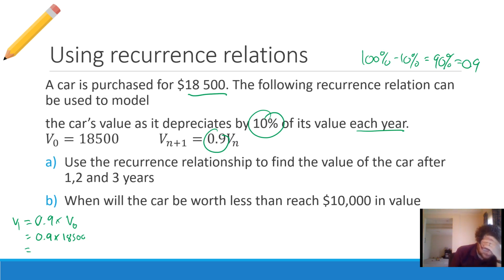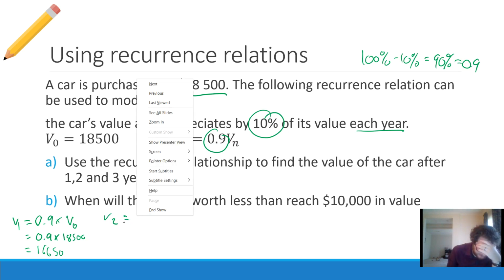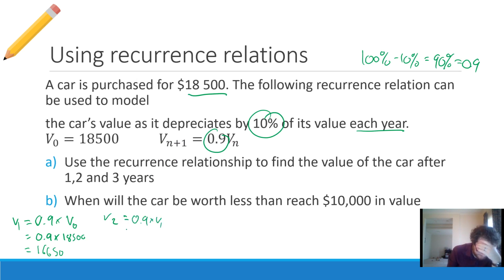Now, for those of you that are really paying attention, I'll show you in a second. You can actually compare this type of example, 18,500 and 16,650, to the other example we did before. So I'm just going to push equals again. Yeah, done. Cool. Skipping a few steps here. V2 equals 0.9 times V1, equals 0.9 times 16,650. And that's going to be 14,985.